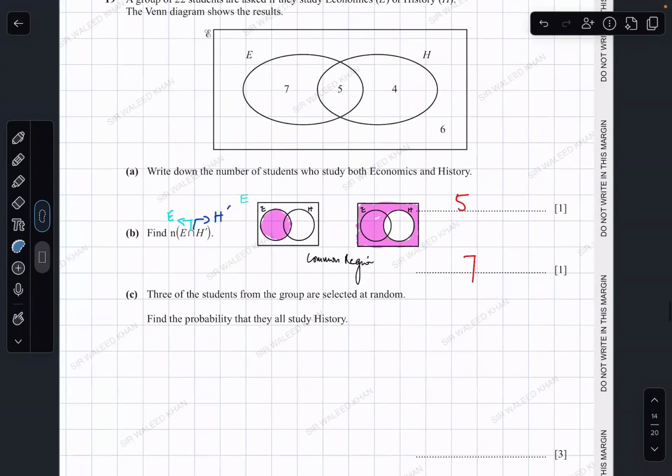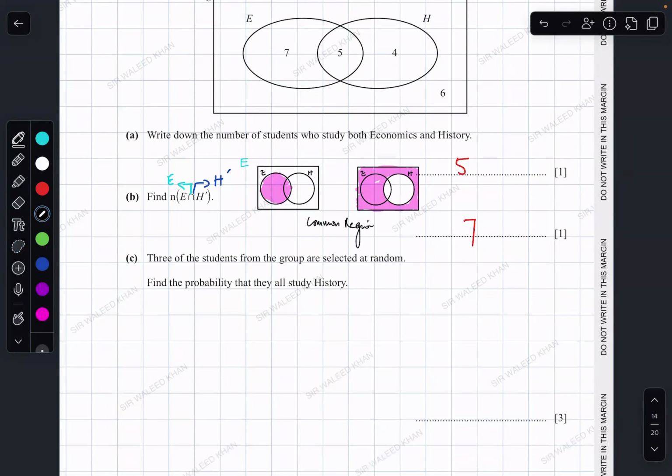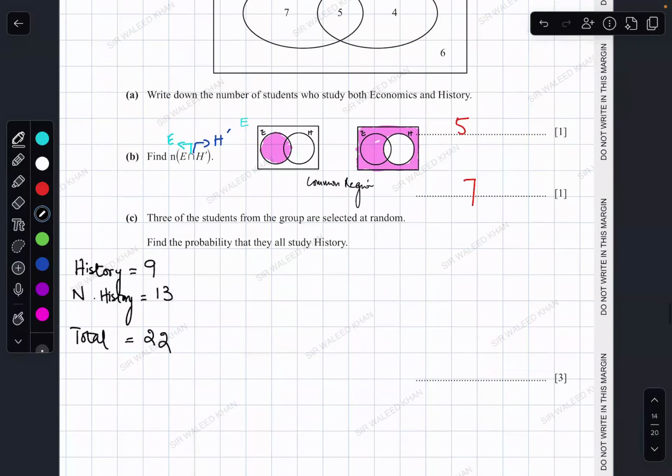Now, 3 of the students from the group are selected at random. Find the probability that they all study history. So they all study history. 3 of the students are selected. So we have history. We can split this information as history. They are how many? 9. Those who don't study history, I can say not history, a non-history student, that will be 13, right? So in total, we are dealing with how many? 22.